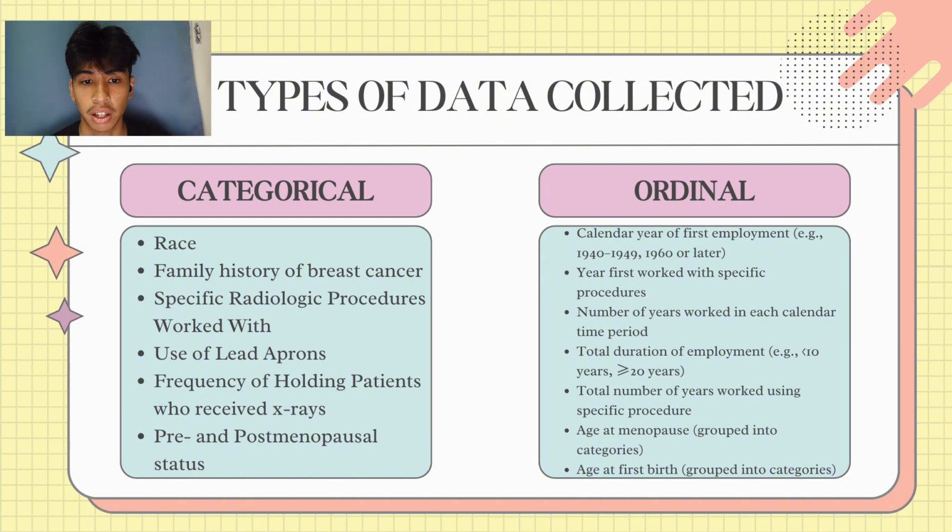The types of data collected. This study relied mainly on categorical and ordinal data. Breast cancer mortality was recorded as a binary outcome, and key features such as year of first employment and years worked were organized into ordered categories. Other variables, including some originally continuous measures, were also grouped to support analysis and comparison across exposure levels.